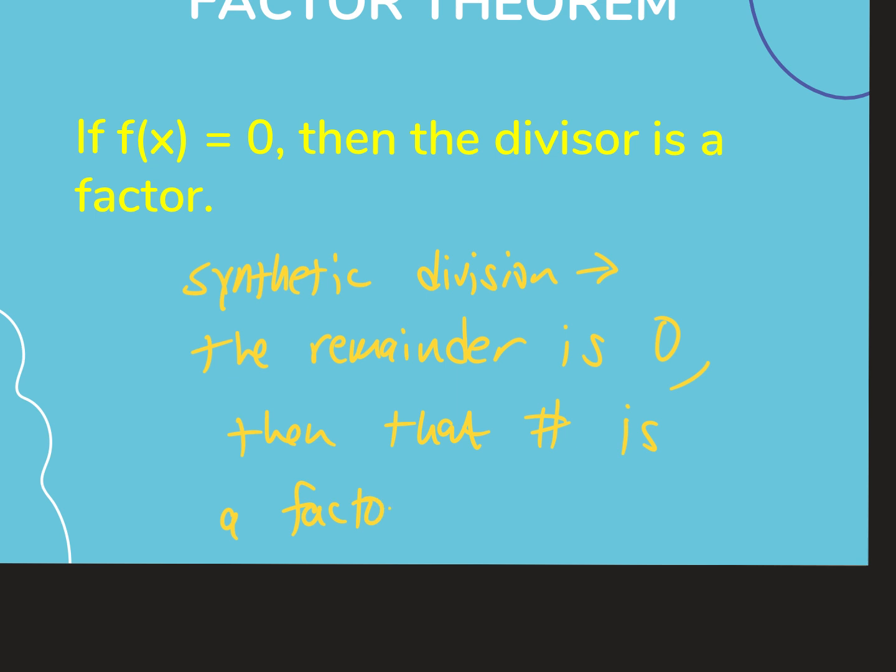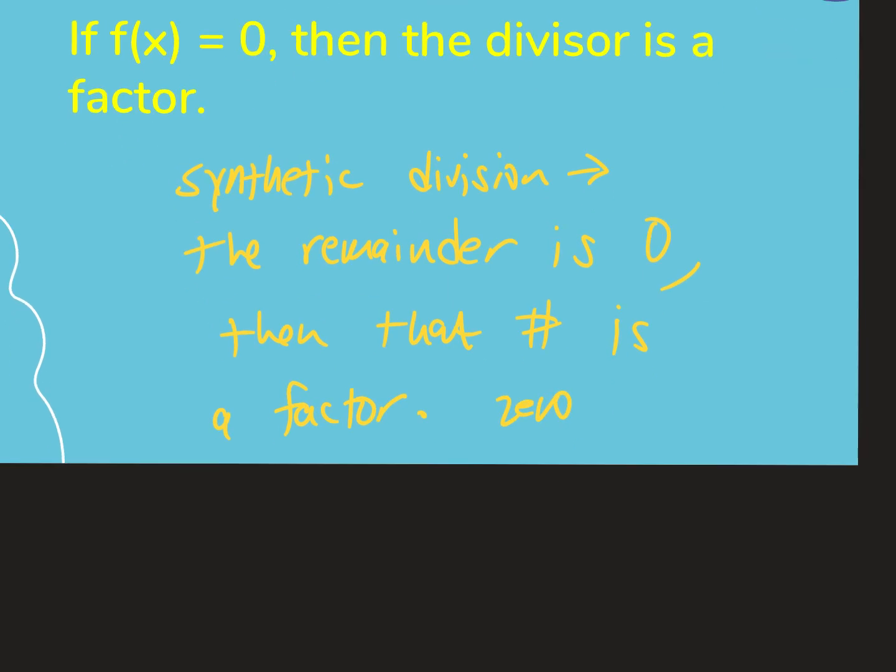What's another way to say is a factor? Is a 0, a solution, a root. What's another way to say that? What's one more way? X-intercept. Good. Where the graph crosses the x-axis.